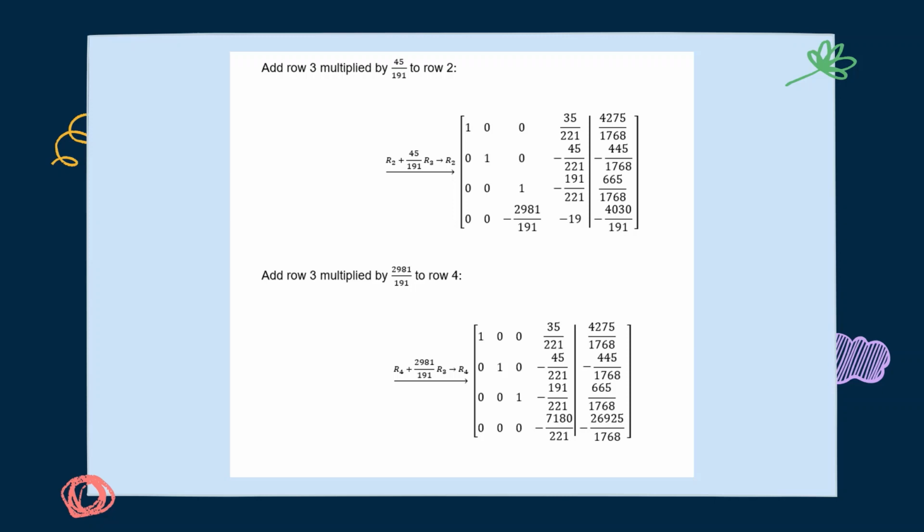Then we will move on to row 4. For row 4, we need to add row 4 with row 3 multiplied by 2981 over 191. And we will get 0, 0, 0, 7,000, negative 7,180 over 221 and negative 26,925 over 1,768 as our new entries for row 4.